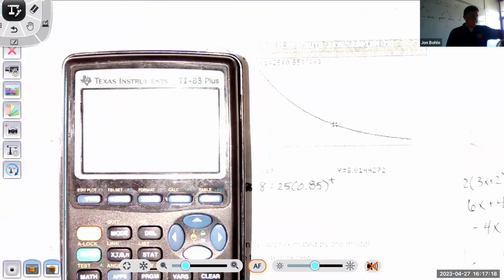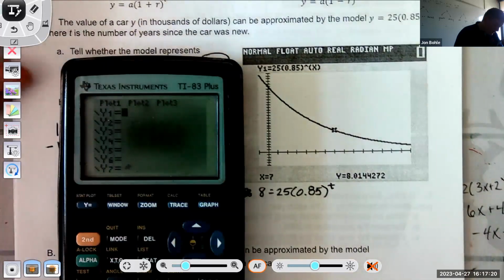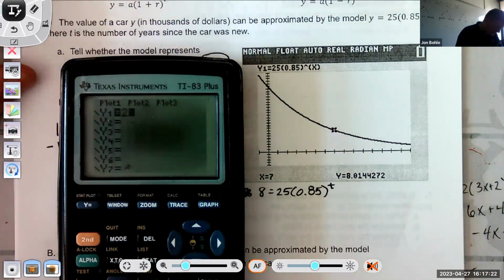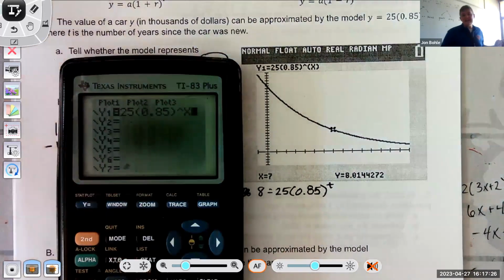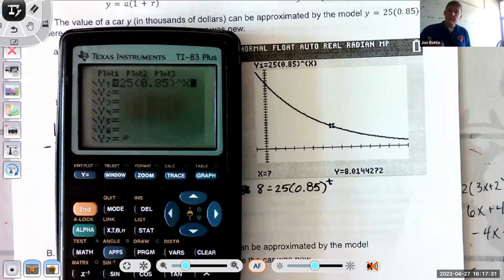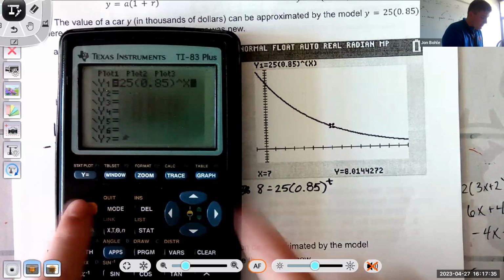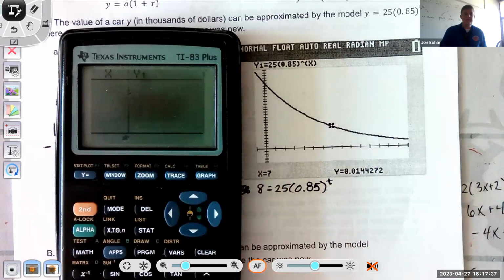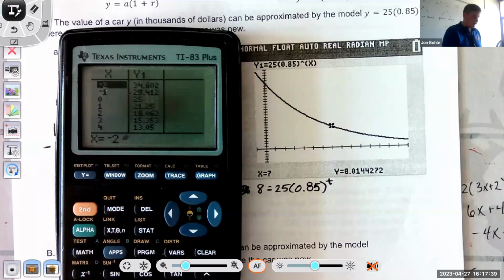Oh, that's too bright, huh? So I'm going to go ahead and take this equation, y equals 25 times 0.85 to the x power. Now, I can't type the t in there. The calculator will really only take the x variable, but it will function the same. X will just be years for us. So here I hit second graph and look at my table of inputs and outputs.